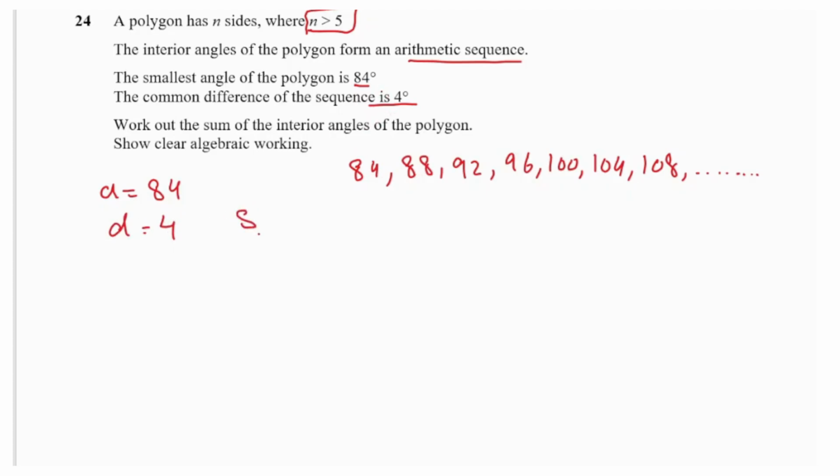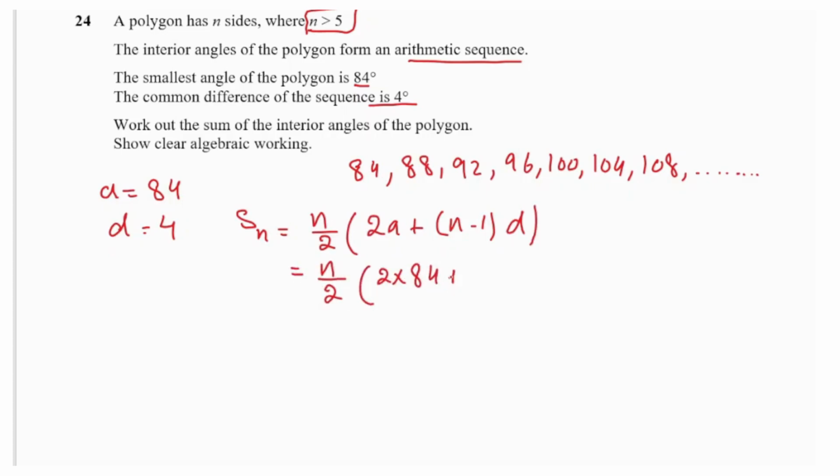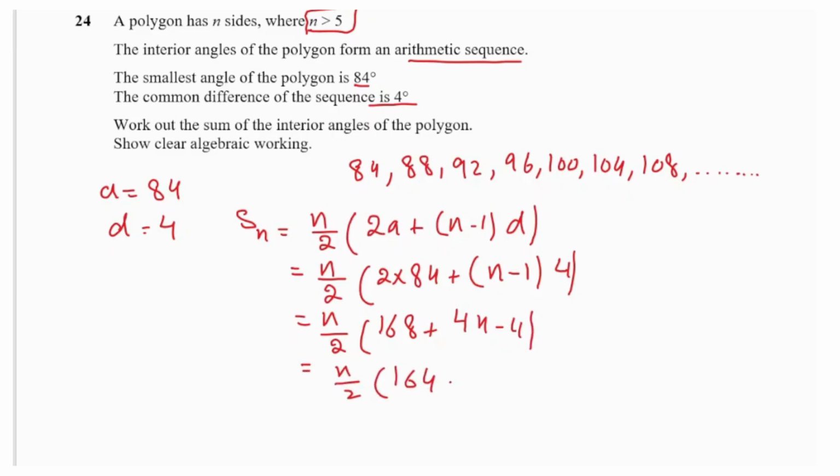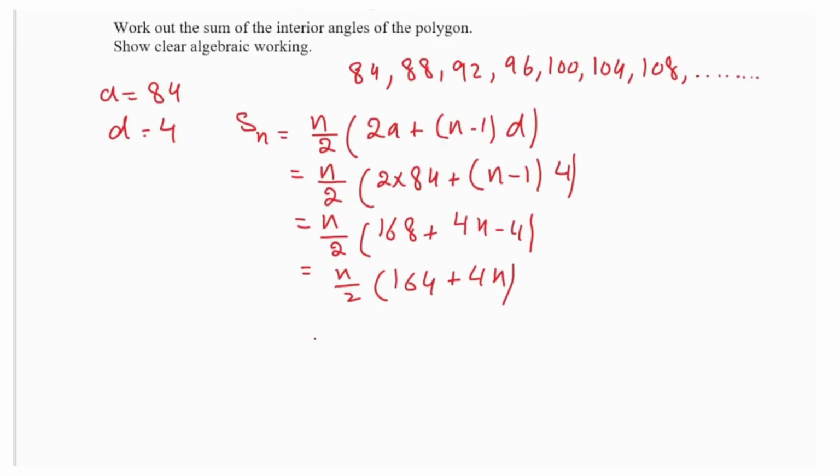What's the formula for the sum of an arithmetic sequence? It is n over 2, times 2a plus n minus 1 times d. We don't know how many terms there are, but we know the first term is 84, plus n minus 1, and the common difference is 4. Now we're going to simplify. 2 times 84 gives us 168. We can expand that bracket, n minus 1 times 4, and we will get 168 minus 4, which is 164, plus 4n.